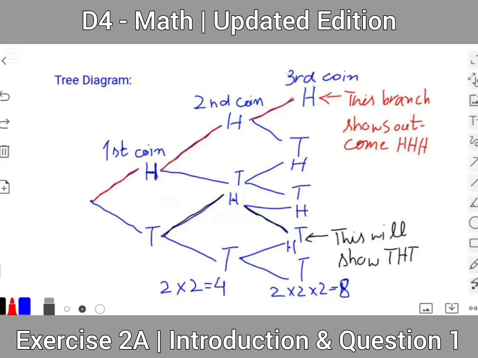Now the third coin could also yield two outcomes when the first two outcomes are HH, HT, TH, or TT. Thus we obtain the tree diagram as shown. We observe that there are a total of 2 times 2 times 2 equals 8 branches. The total number of possible outcomes is 8. So the branch highlighted in red shows the outcome HHH, and the branch highlighted in black shows the outcome THT.